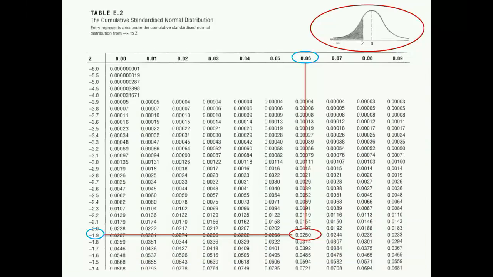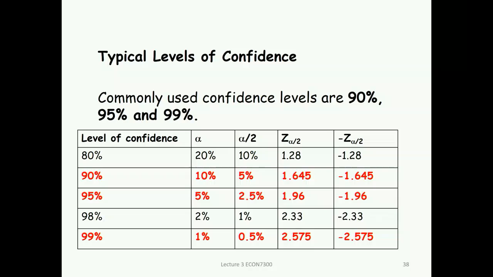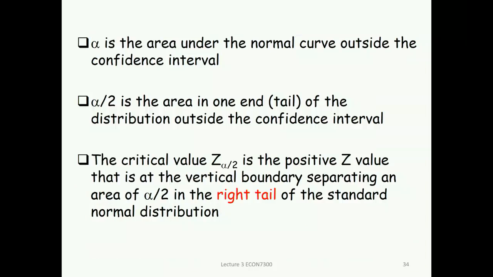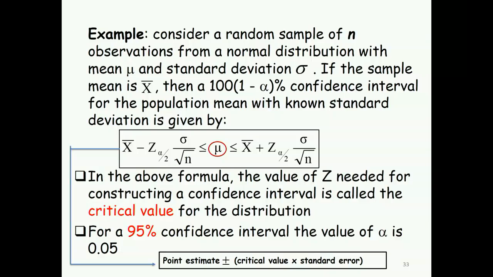So let's go to the T. Now, if the population standard deviation is not given, we don't apply Z. Instead, we have to apply T. What does it mean? This would be changed to T. Everything the same, this has to be T. And the value of this critical value has to be obtained from the T table.